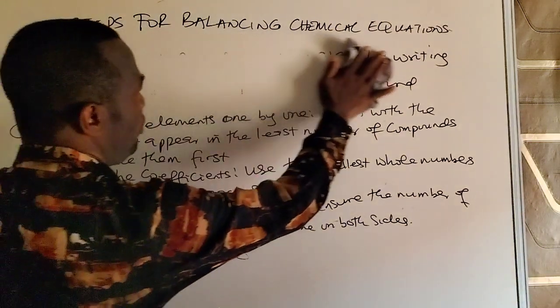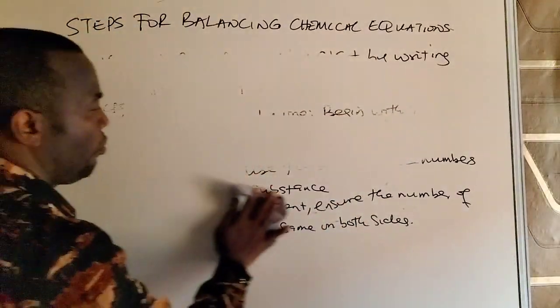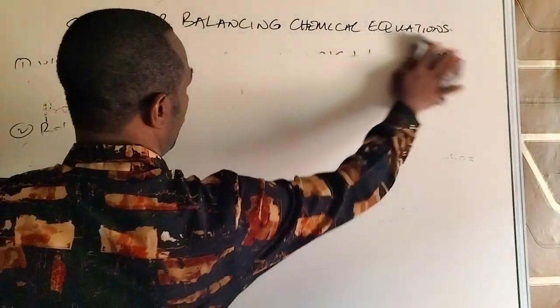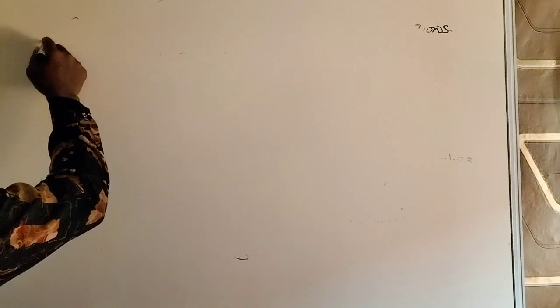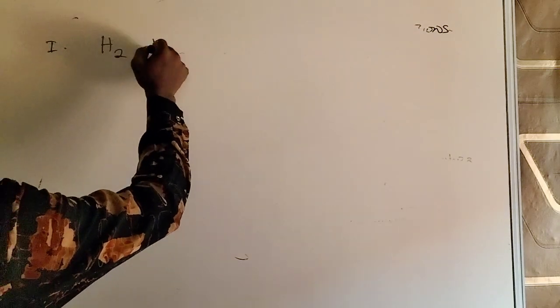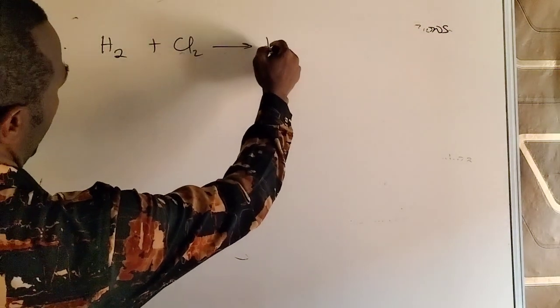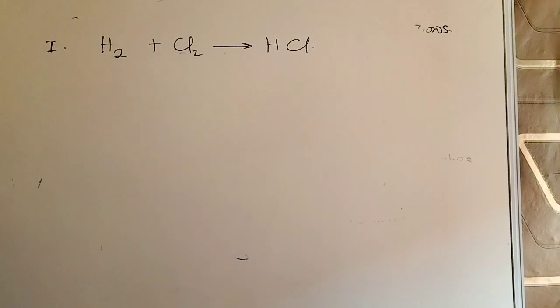So let's take an example of an unbalanced equation. One example is this reaction between hydrogen and chlorine to give you hydrogen chloride. So let's see, is this equation balanced? How do we balance it?